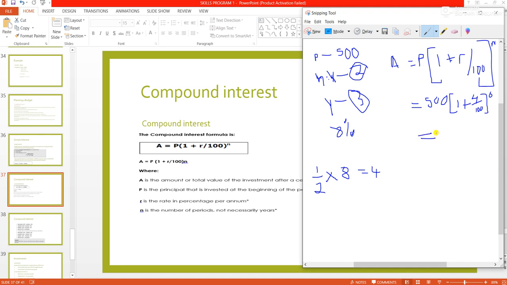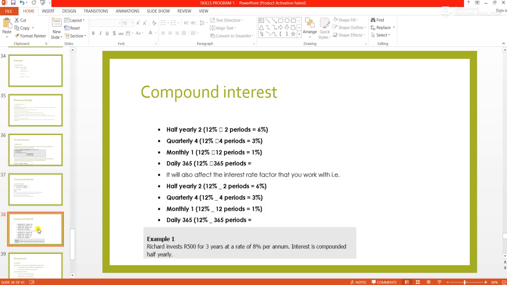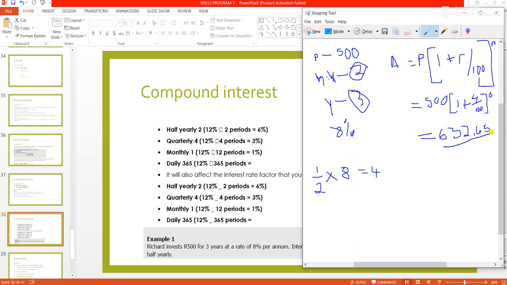And when you punch that into your calculator, 1 plus 4 divided by 100, to the power 6, our answer will be 632.65. So this will be our answer based on the question, where interest is compounded half yearly. So that is it. This will be our final value using the compound interest formula.